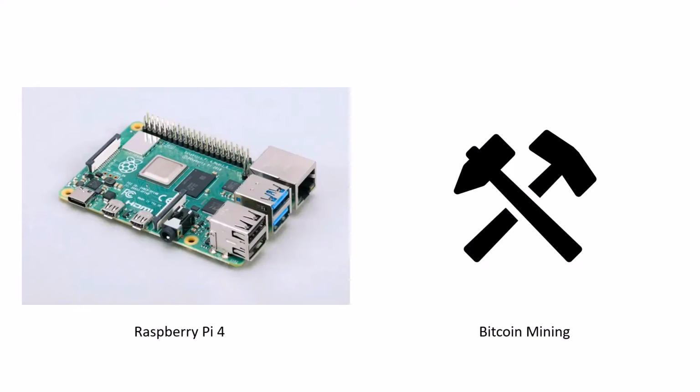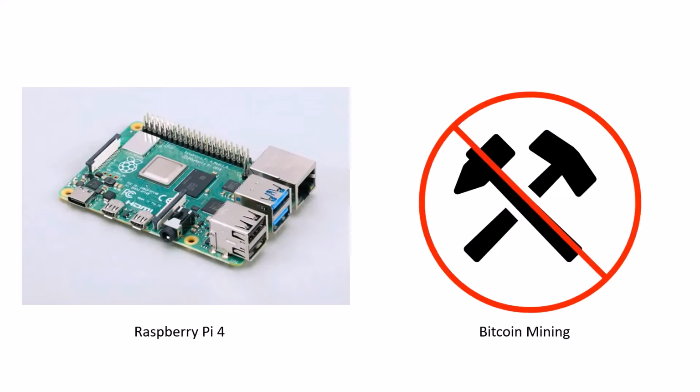Let me quickly say that running your own node is not about mining. These days, you need highly specialized hardware to be competitive, and this Raspberry Pi 4 will certainly not work for mining. One of the main motivations for the invention of Bitcoin was to avoid trust. And by running your own node, you don't need to trust other nodes.